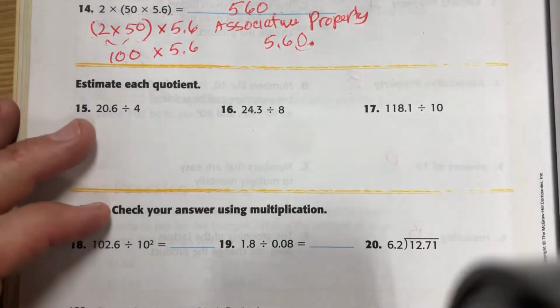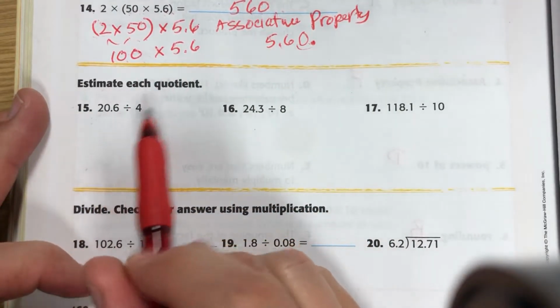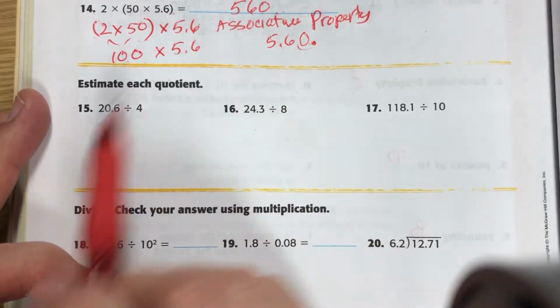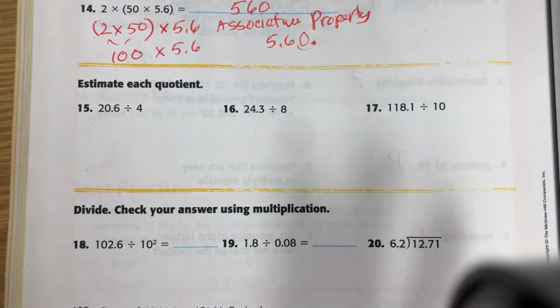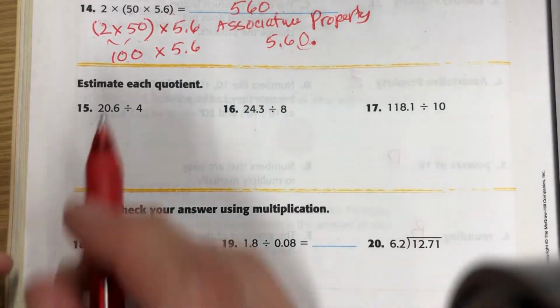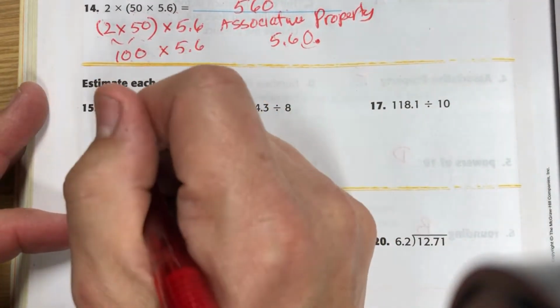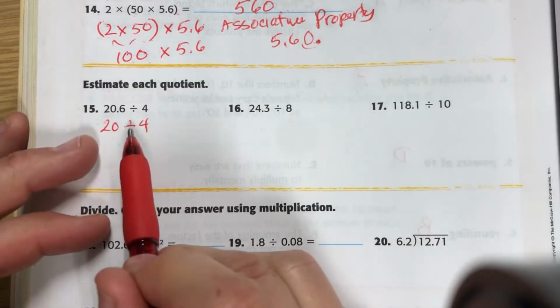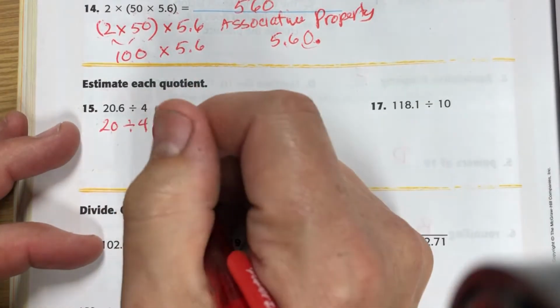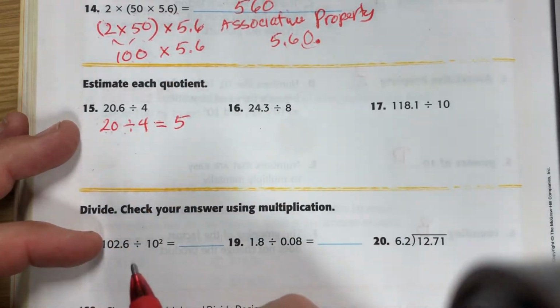Okay, estimating quotients is a very important skill. So the first thing we do when we estimate quotients is we're just going to go ahead and get rid of the decimal because we really don't need it. Any decimals in that is less than the value of 1, so it really doesn't affect the number that much if I just take off the decimal when I'm estimating. So we're going to change this to 20 divided by 4. Now 4 is already compatible with 20, so this is an easy one. So 20 divided by 4 is 5.